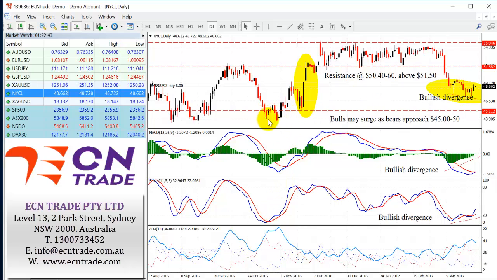you can see here we got a lower low and another lower low in price, but a higher low and another higher low in the indicator, and look what happened with the market. It surged from that 43 handle all the way up towards 51 to 55. If this pattern here is being repeated now, then we could see the oil back towards 51 to 55.